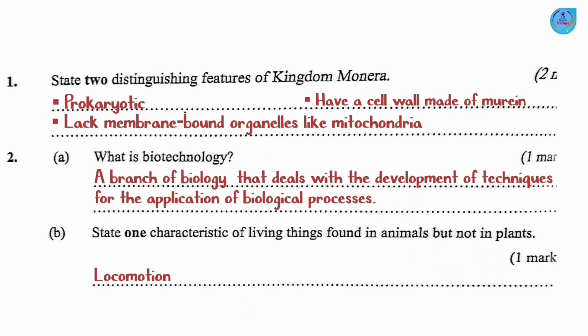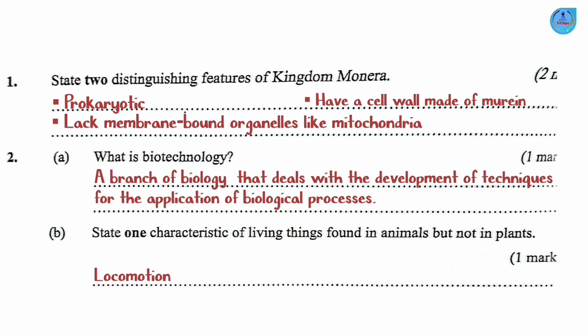Now, I want to say this. When you get such a question and you are asked for a characteristic, for you to state the characteristic, please just state it, okay? Don't go into details and explain. Animals are capable of locomotion while plants cannot do so. Just stick to the script, stick to what the instructions ask of you.